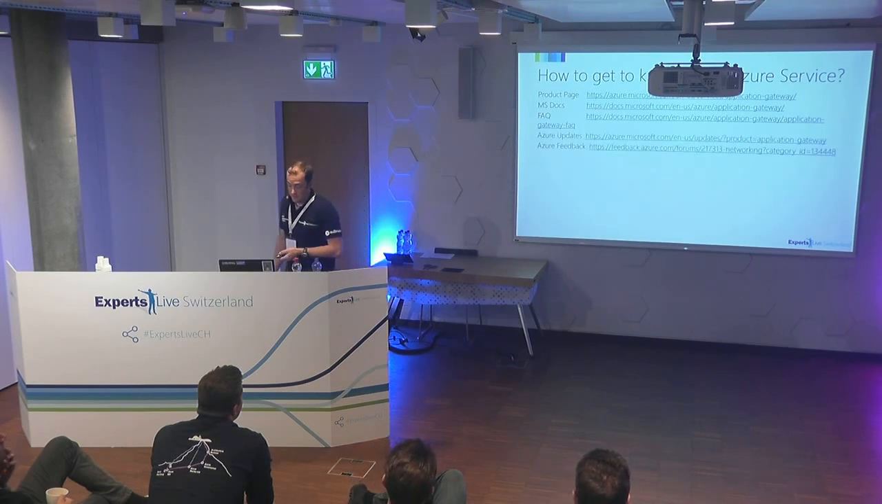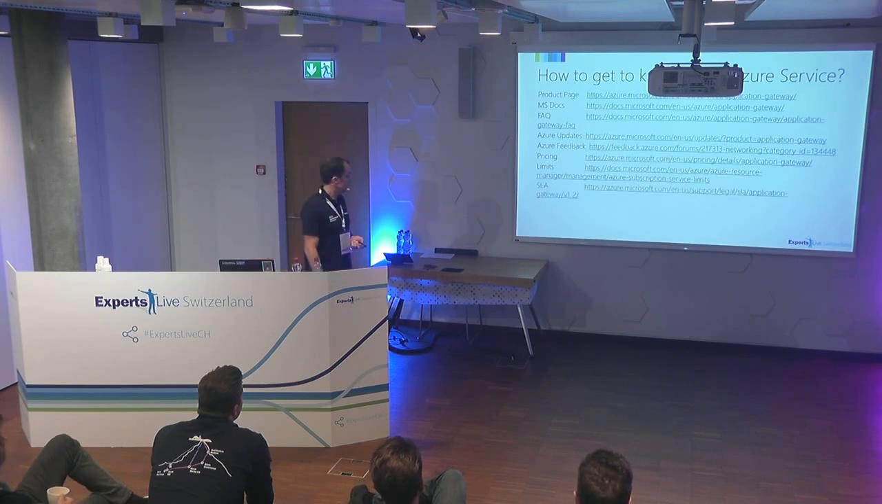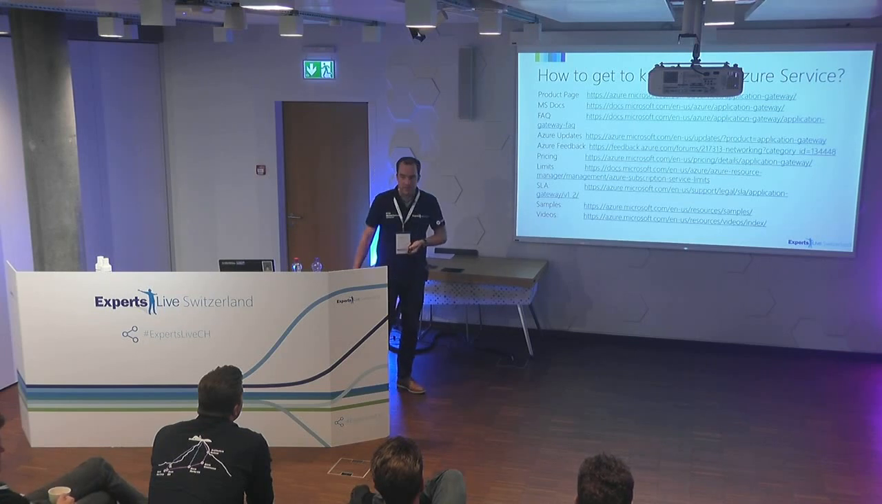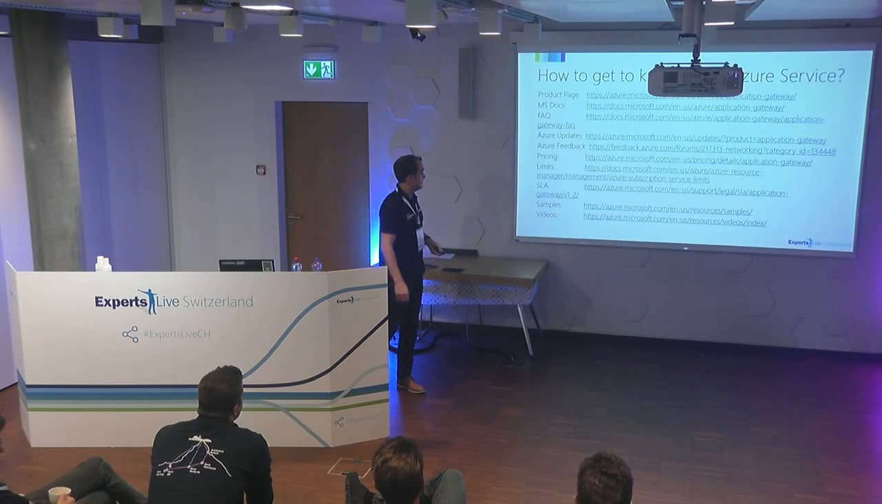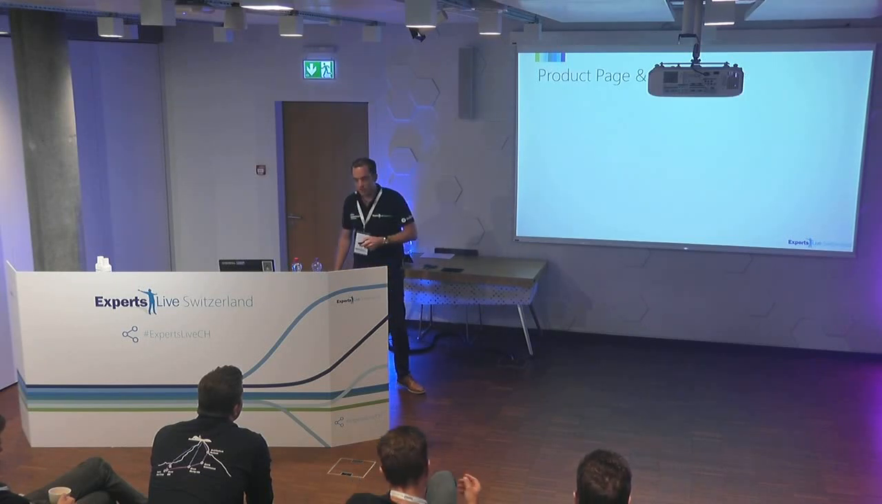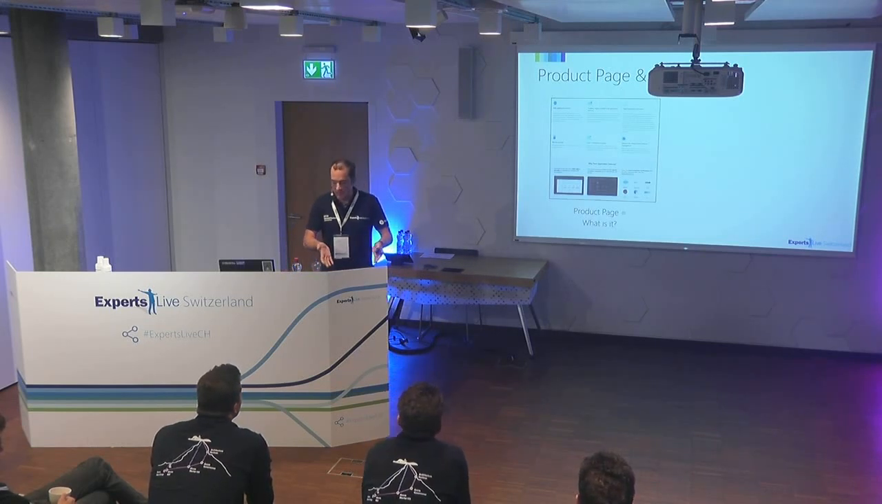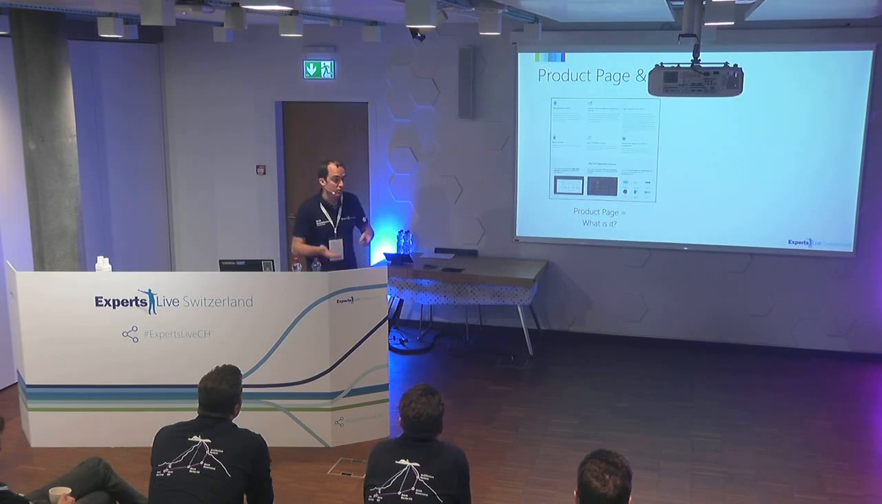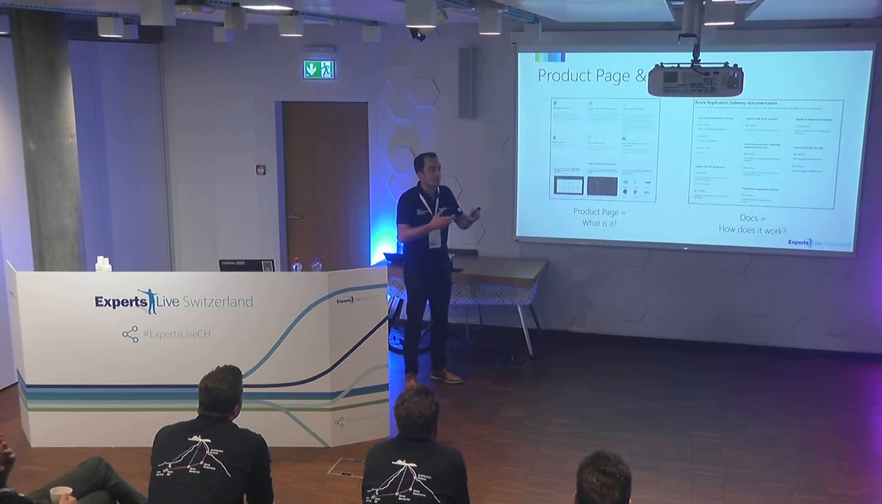Moving on, we have Azure updates and feedback. We have a pricing page and a limits page. We have a service level agreements page, and we have samples and videos. And you can take these links and apply them to all the services you need to get involved with. So let's take a look. Product page and documentation is obvious. On the product page, it will just tell you what is the application gateway. On the documentation page, you will find out how does it work? How can I build something using the application gateway?